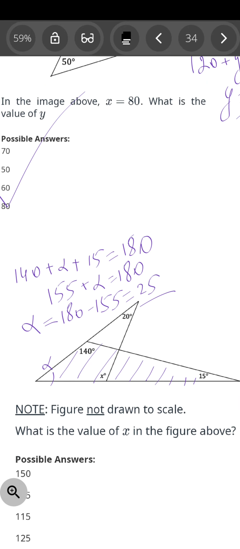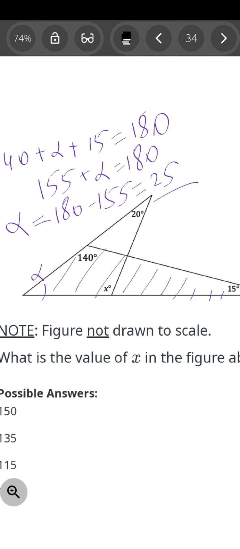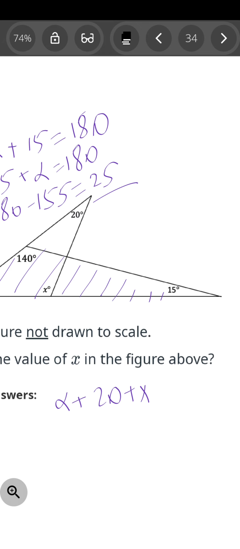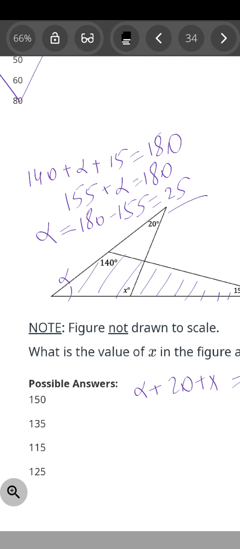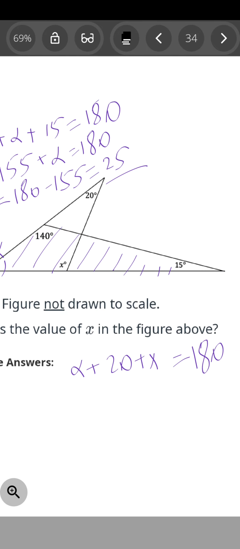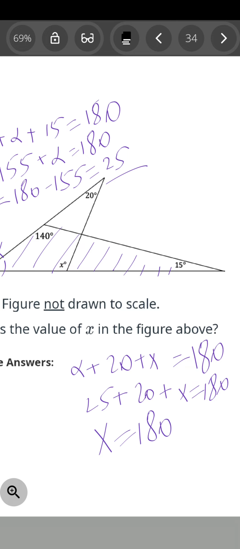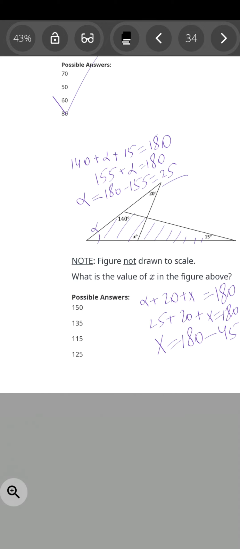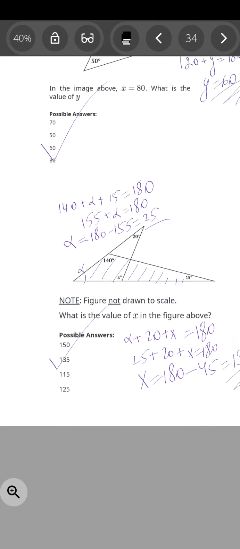So let's apply this theorem again. We'll obtain that alpha plus 20 plus x is equal to 180, and alpha is equal to 25. So we can write 25 plus 20 plus x is equal to 180. We'll get that x is equal to 180 minus 45 degrees. That is equal to 135. So our answer will be 135.